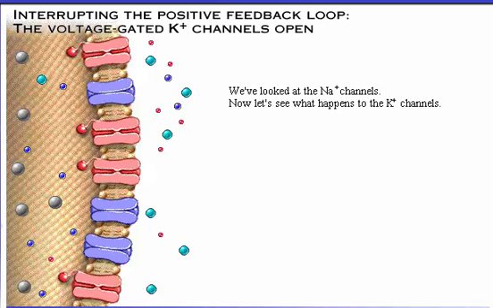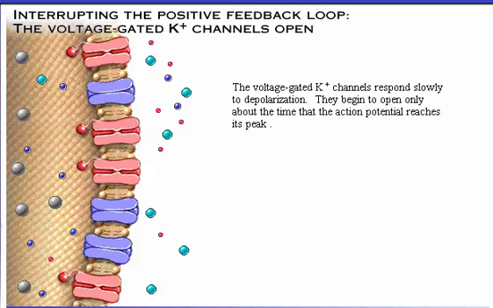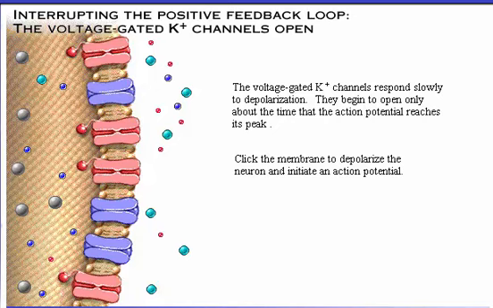We've looked at the sodium channels. Now let's see what happens to the potassium channels. The voltage-gated potassium channels respond slowly to depolarization. They begin to open only about the time that the action potential reaches its peak. Click the membrane to depolarize the neuron and initiate an action potential.